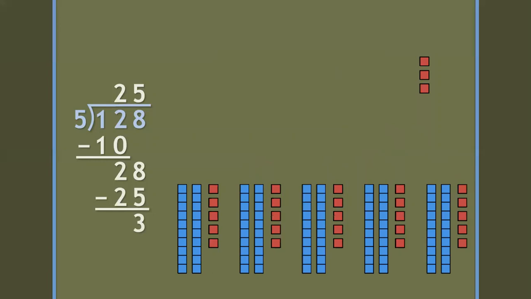So if you see up here on the blocks, they've sorted everything into 5 groups, and we have 3 blocks remaining. So your remainder will be 3. So the answer of 128 divided by 5 is 25 with a remainder of 3. 5 will go into 128 25 times with a remainder of 3.